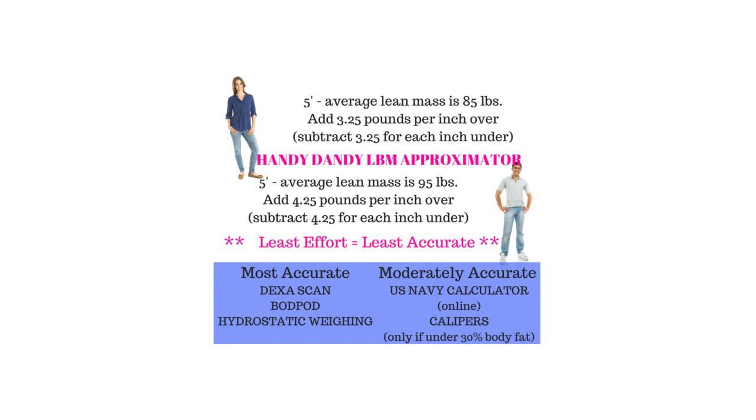You can simply Google DEXA scan and your town, and you should be able to find one, or the nearest big city. Even if you have to travel a bit to get it, it's not something you're doing very often, and it's really highly recommended. Now, if those are not a possibility, you can use the US Navy calculator. It's available online. You can do it with a tape measure. Nowhere near as accurate as a DEXA scan, but will be within a range of the DEXA scan. There's also calipers, but I tend not to recommend those because if you're very overweight, if you're more than 30% body fat, you're going to have a struggle to get an accurate number.